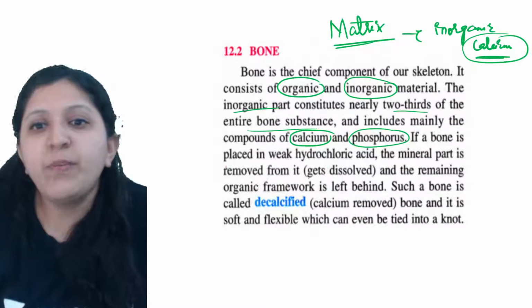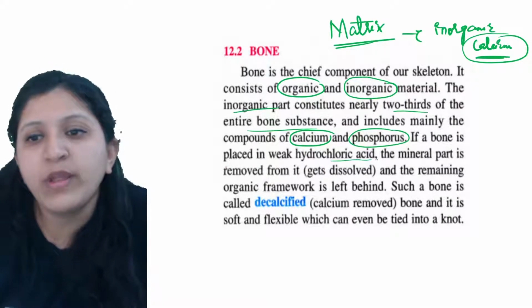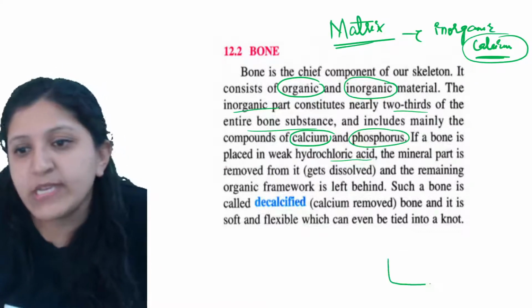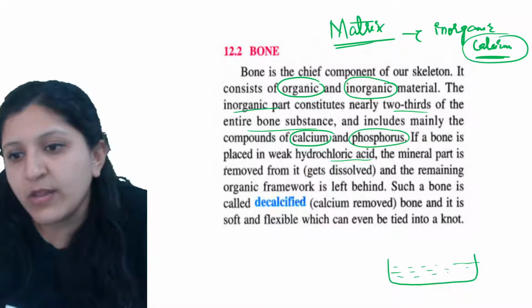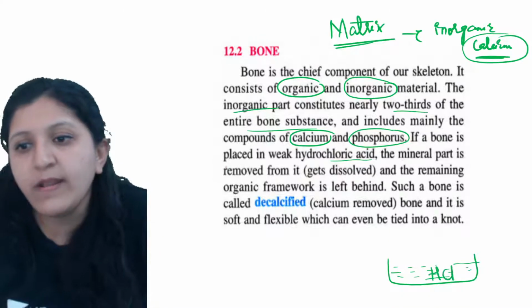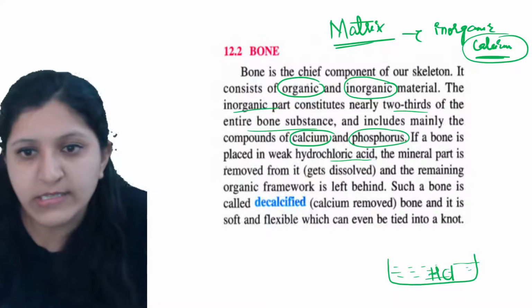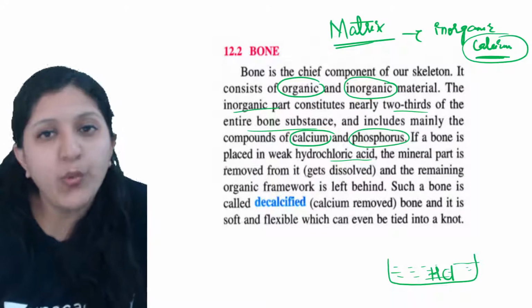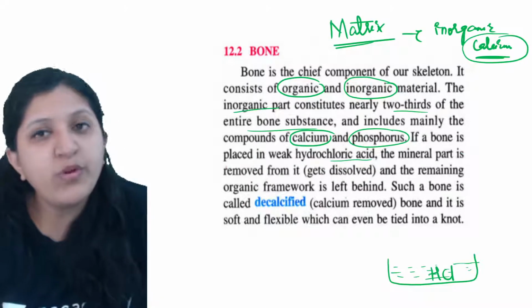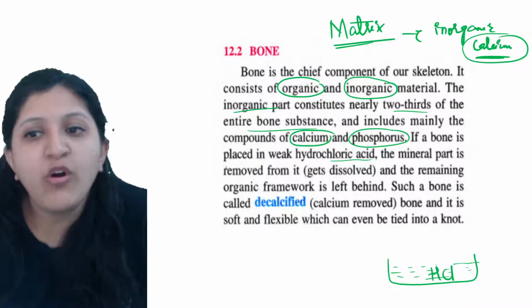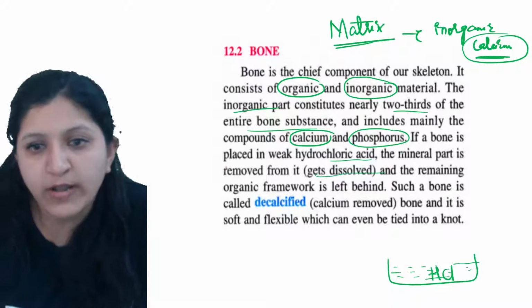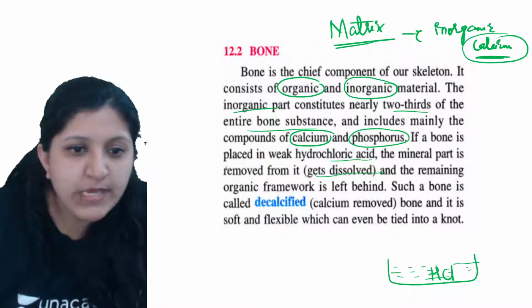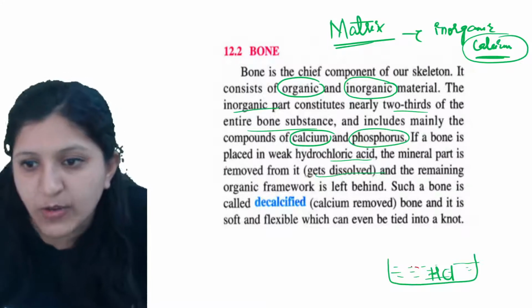Now here, if a bone is placed in weak hydrochloric acid, so let's say I am taking hydrochloric acid here, this one is HCl. Now if a bone is placed in a weak hydrochloric acid, what will happen? The mineral part of it is removed, that means it is going to get dissolved. So I am going to place a bone over here in this HCl.